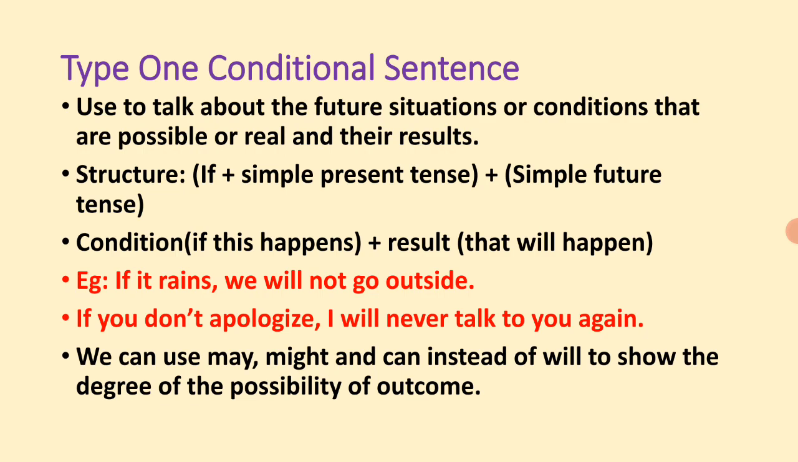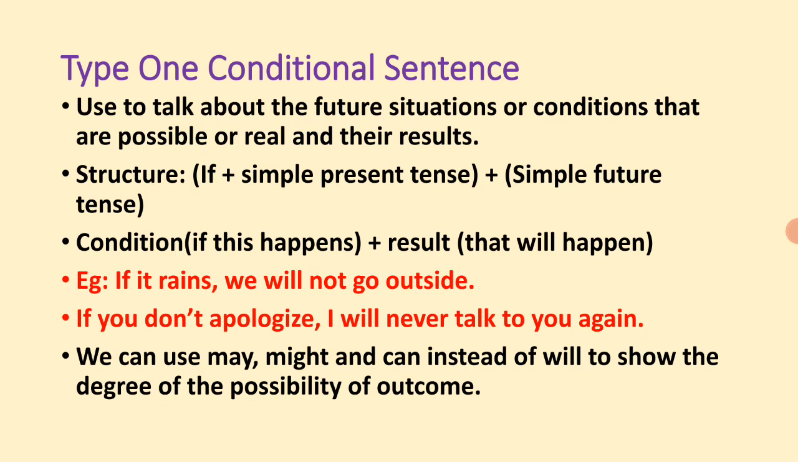For example, if it rains, we will not go outside. If it rains is the conditional clause, and we will not go outside is simple future tense. And the next example, if you don't apologize, I will never talk to you again. Here also we can see simple future tense.